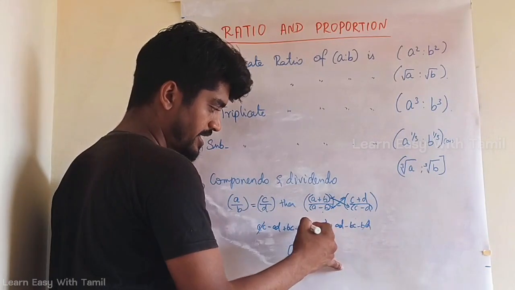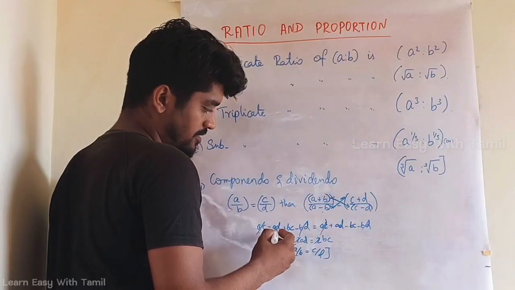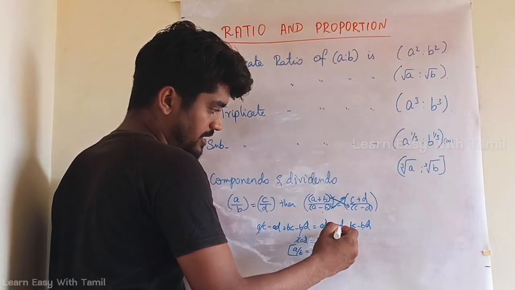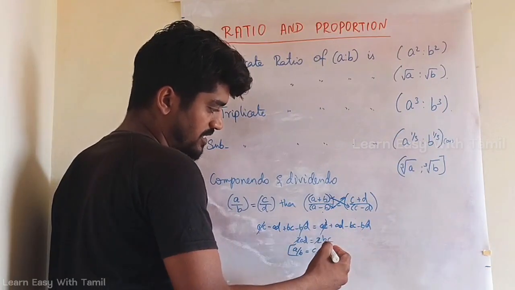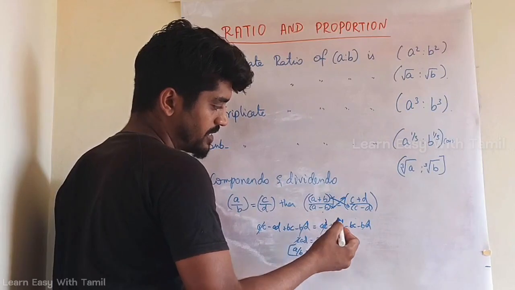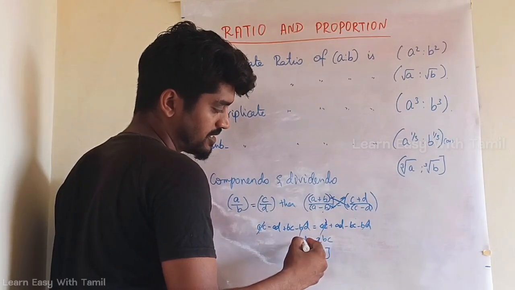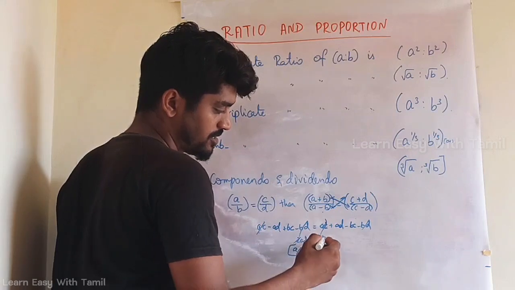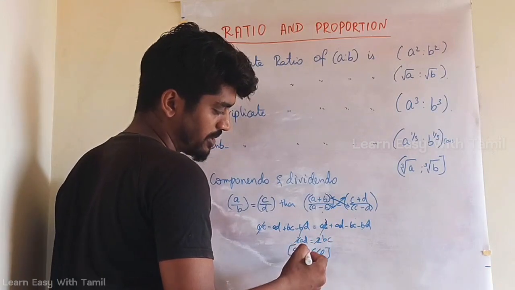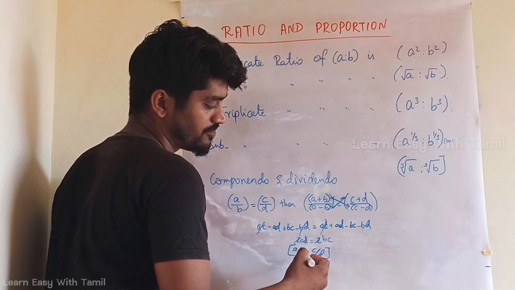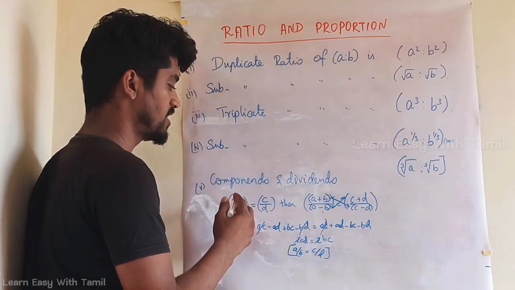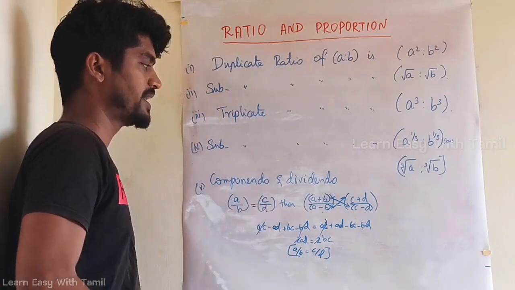Here BD and BD get cancelled. Here AD and AD, so the AD which comes to that side is 2AD, and BC comes to this side as 2BC. So 2 and 2 get cancelled. AD is equal to BC. So the B goes to the denominator, and D goes to the denominator of C. So the value is just A by B is equal to C by D.